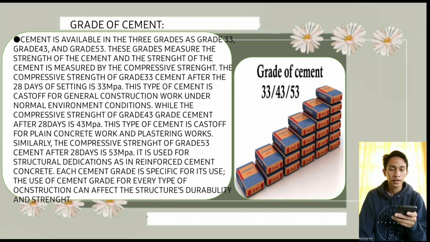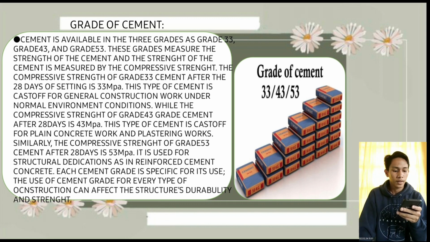The second is grade 43. Grade 43 has a compressive strength of 43 megapascal after 28 days of curing. This type of cement is used for plain concrete works and plastering works. Grade 43 cement is used for PCC and RCC works, preferable where the grade of concrete is up to M30. So PCC is standard for plain cement concrete, where no steel bars are used.